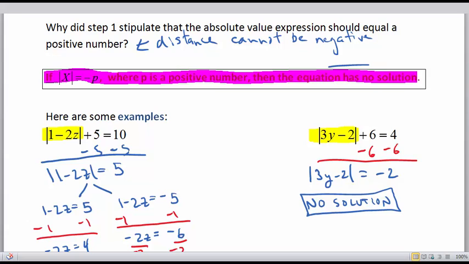So that's just the thing you got to keep in mind, because generally people find these fairly easy. It's just that you got to remember, if you have the absolute value of some expression equal to a negative value, it can never happen. Therefore, there would be no solution to the equation.